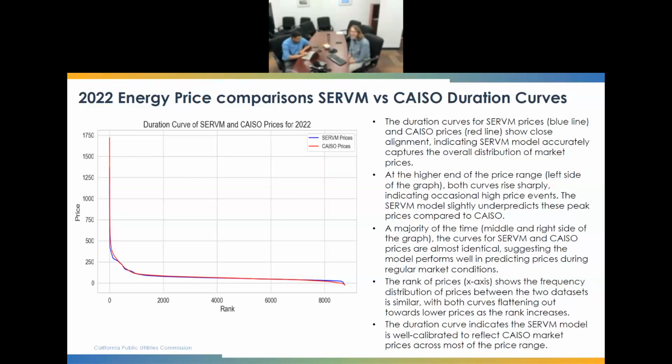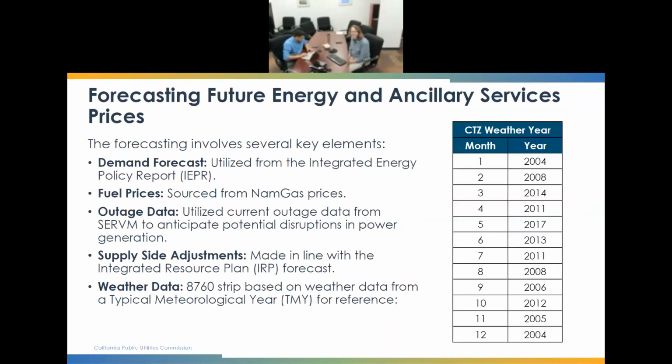So keep going. The bottom line of this is that the duration curve indicates that the Servam model is well calibrated to reflect the KAISO market price across most of the range of the price. So once we get confident in our price, then we move to the next phase, which is forecasting. Can we move to the next one, please? Next slide. Yeah, perfect. Thank you.